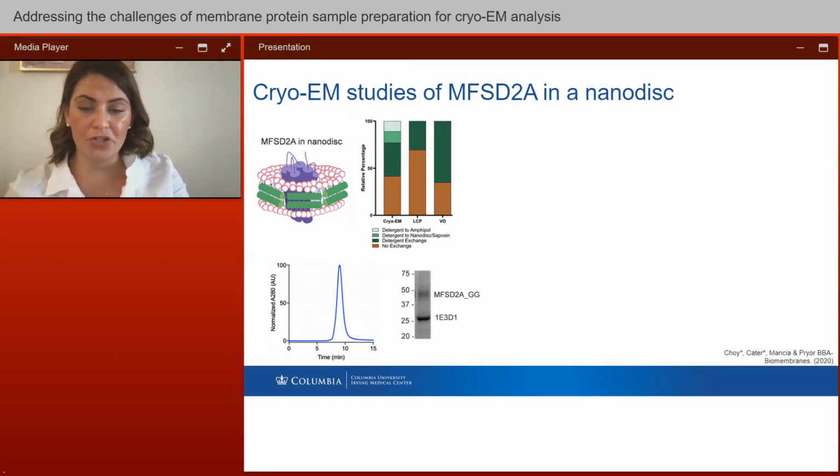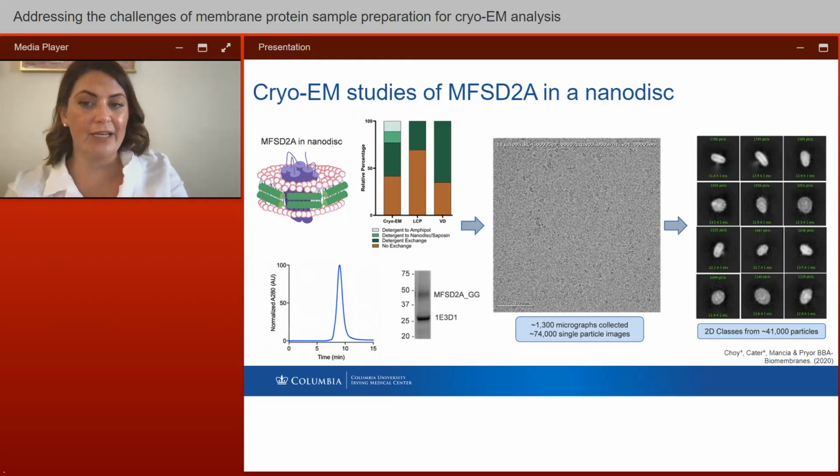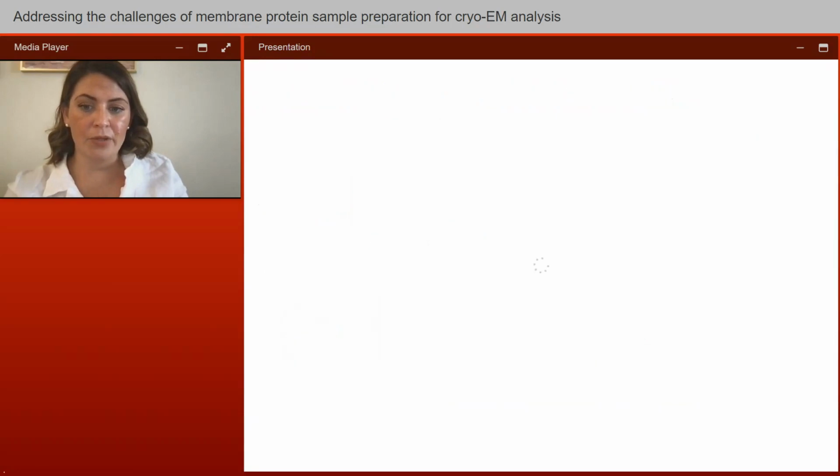After optimizing this reconstitution process, we then made some grids of the protein and did some screening. While this is just a screen, not a high resolution collection, we didn't see any transmembrane helices, essentially nothing sticking out of the membrane. It looked like a UFO to us, and so we were pretty pessimistic that we'd be able to get any high resolution information from these particles.